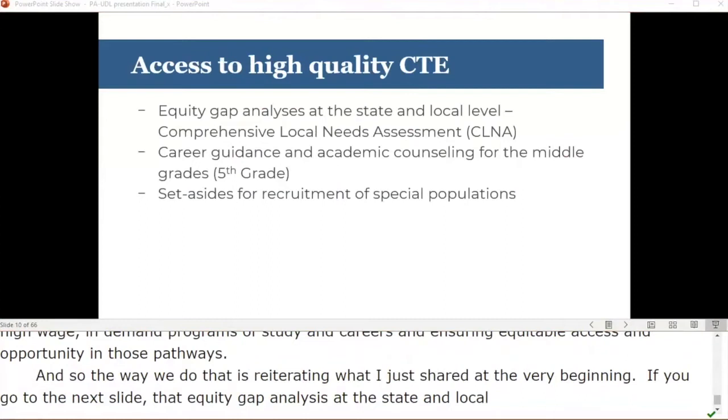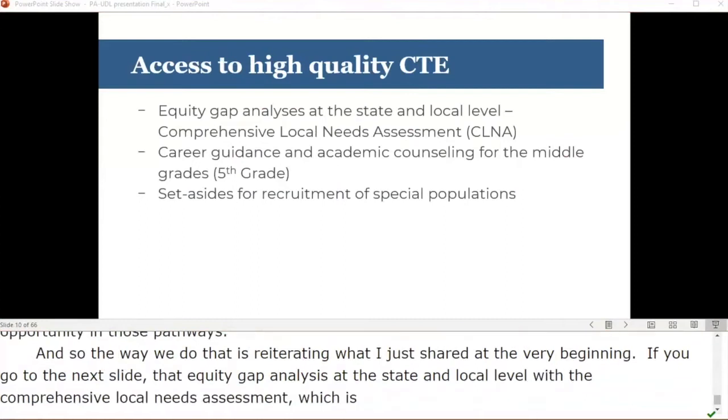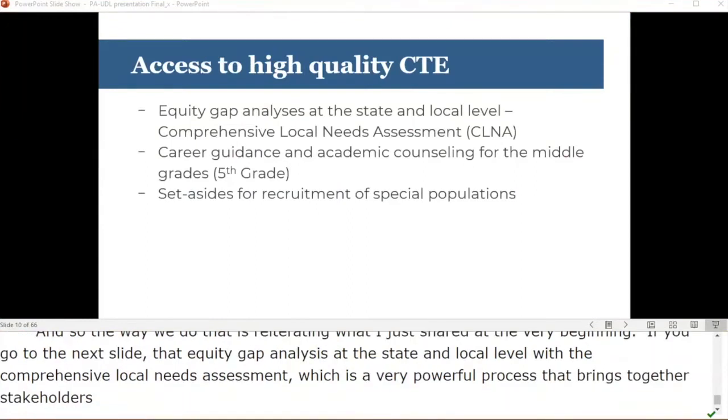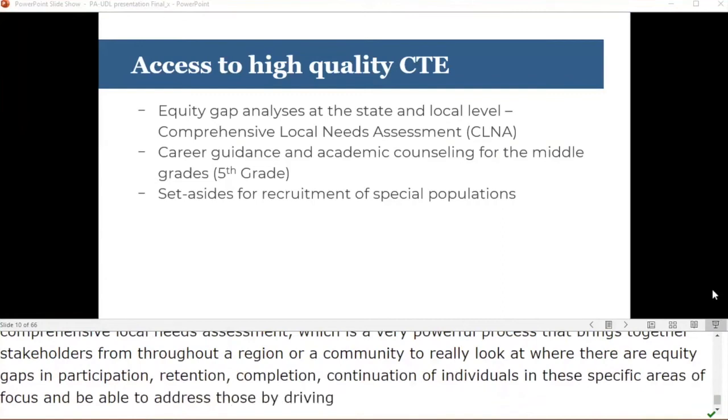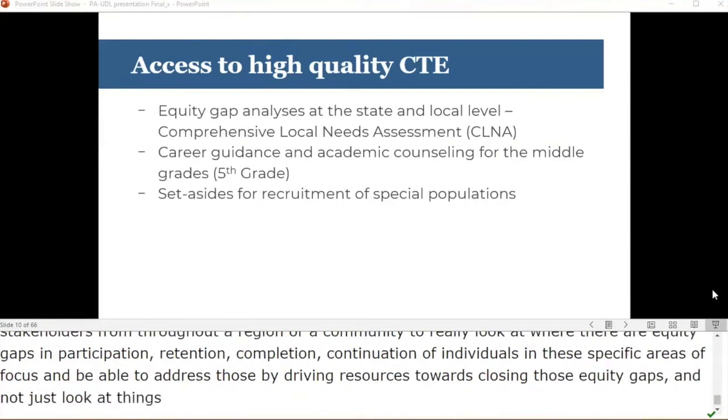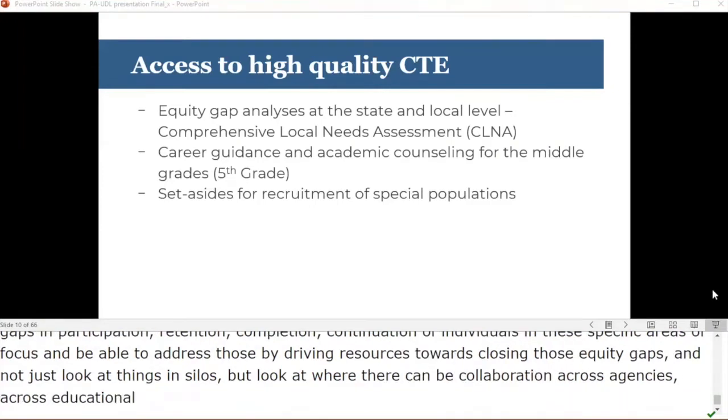comprehensive local needs assessment, which is a very powerful process that brings together stakeholders from throughout a region or a community to really look at where there are equity gaps in participation, retention, completion, continuation of individuals in these specific areas of focus, and be able to address those by driving resources towards closing those equity gaps, and not just look at things in silos, but really look at where there can be collaboration across agencies, across educational programs to ensure that there is that access and opportunity.